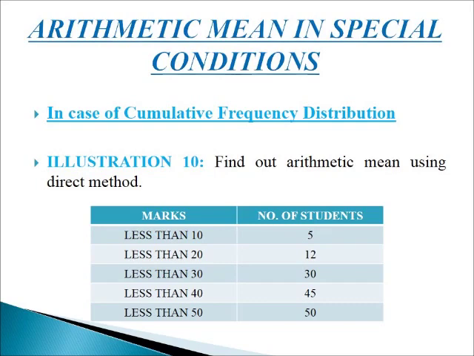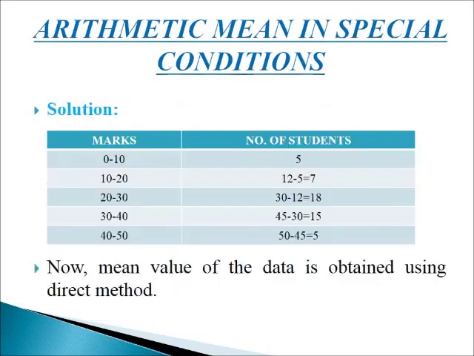We have to find out the arithmetic mean using direct method from the following table. A cumulative frequency distribution should first be converted into a simple frequency distribution. As you can see in the table, we have made two columns, first of marks and second of number of students. In the column of marks, we have written 0 to 10, 10 to 20, 20 to 30 and so on in place of less than 10, less than 20. In the second column of number of students, cumulative frequencies are given.